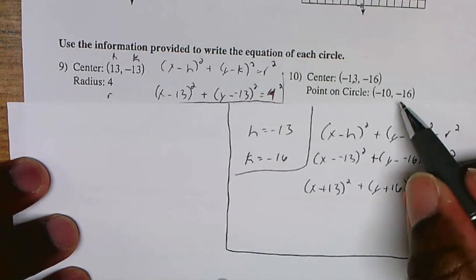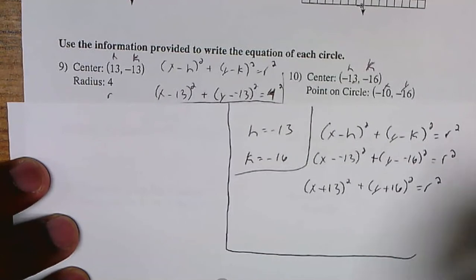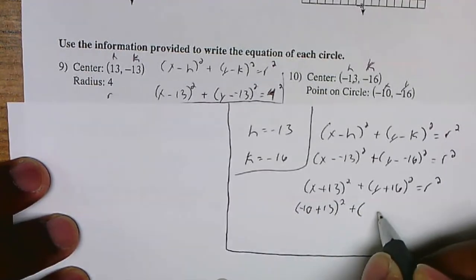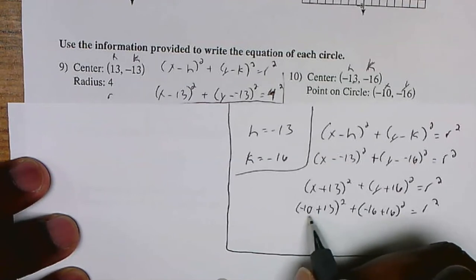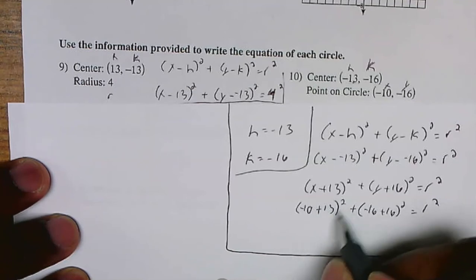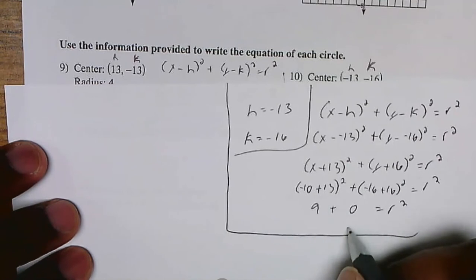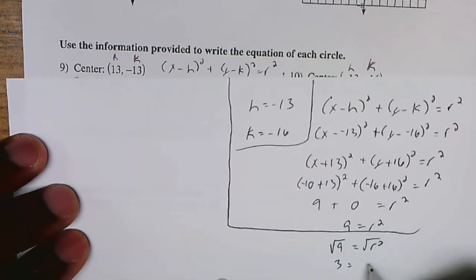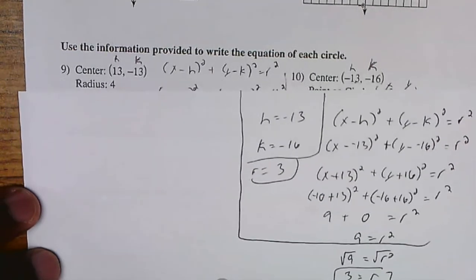And then, because they gave you a point on the circle, it makes it really easy to find r. They told you h and k, and that point represents x and y. So I could plug in x as negative 10 plus 13, squared, plus y, which is negative 16, plus 16, squared, equals your radius squared, which we don't know yet. If I simplify this, I can find the radius by square rooting. Negative 10 plus 13 is 3, so that's 3 squared, that's 9. Then negative 16 plus 16 is 0. So 9 equals the radius squared. If you square root both sides, you get 3 equals the radius. So I know h, I know k, and now I know r. R is 3.